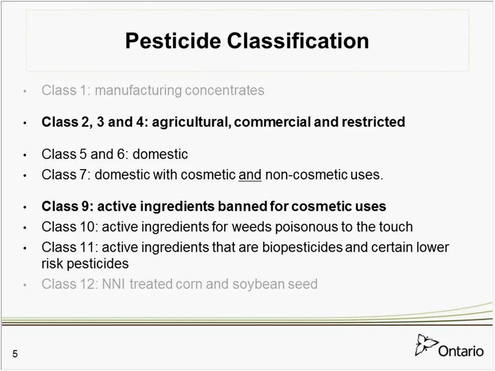That's the designation federally. The products are manufactured, labeled, and sold for licensed and trained individuals. Class 6 and 7 are domestic products. And 9, 10, and 11 are active ingredients. Class 9 are the active ingredients that are banned for cosmetic uses, which, again, we're going to touch base on as we move forward.